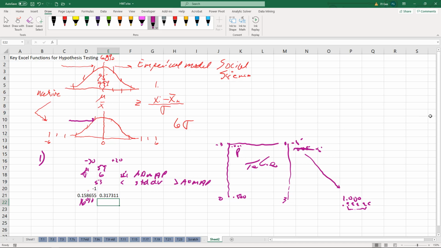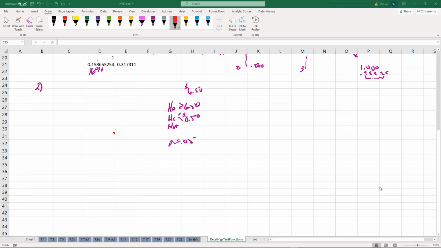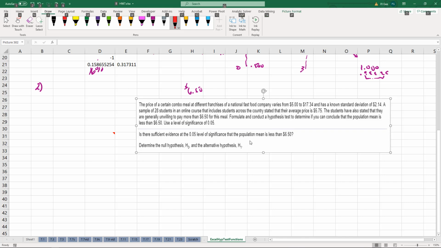Okay, so if we continue to move here, to illustrate the next couple of equations, what I'm going to do is drop in problem 7.7 here. What we have here is a problem where students, I think it's college students, doesn't say what students, there's a restaurant that has across the nation some offering on the menu that ranges from $5 to $17.34, and they know the standard deviation is $2.14.